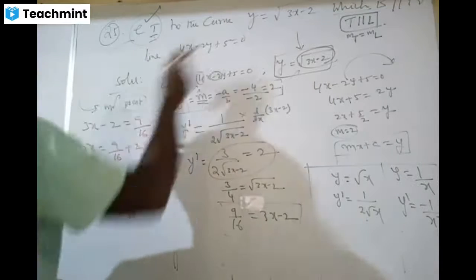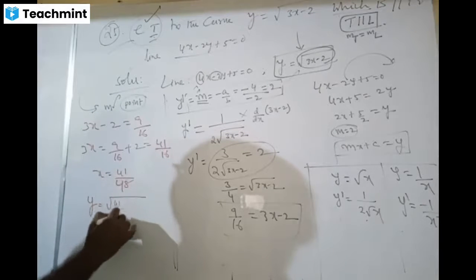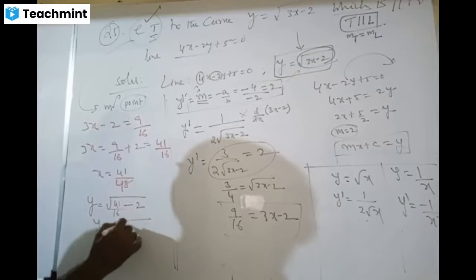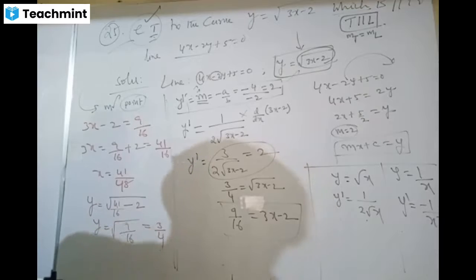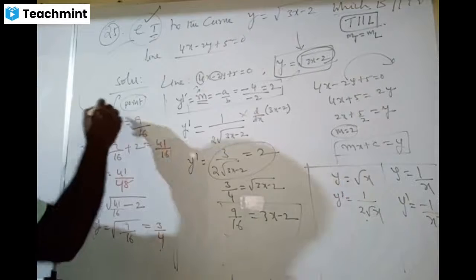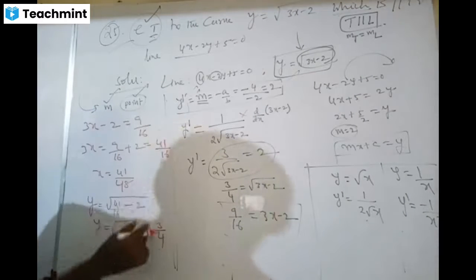No, 3x we can put directly, 41/16 minus 2. So y equal to root of 9/16. You get 3/4. y is 3/4. So the point you got, and the slope is 2. You got the slope and now you got the point also.